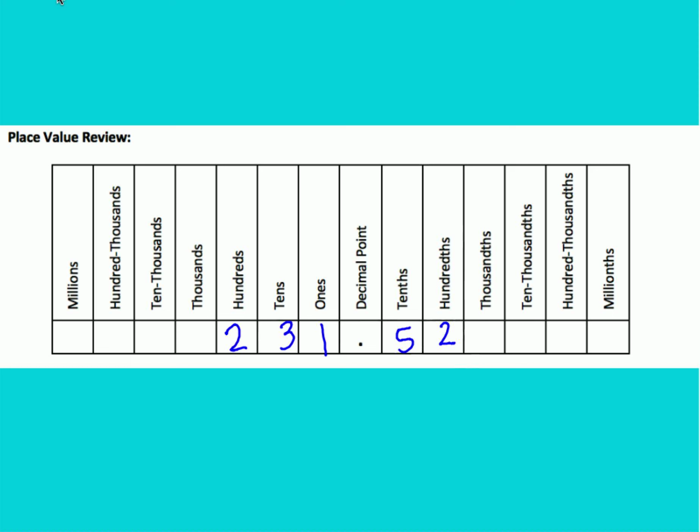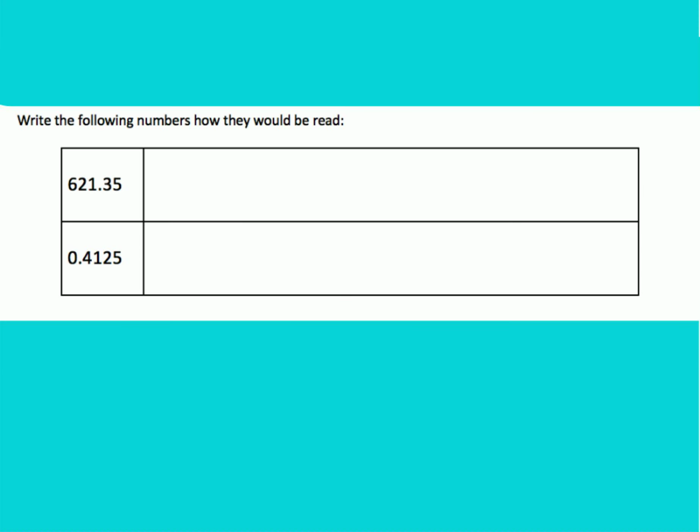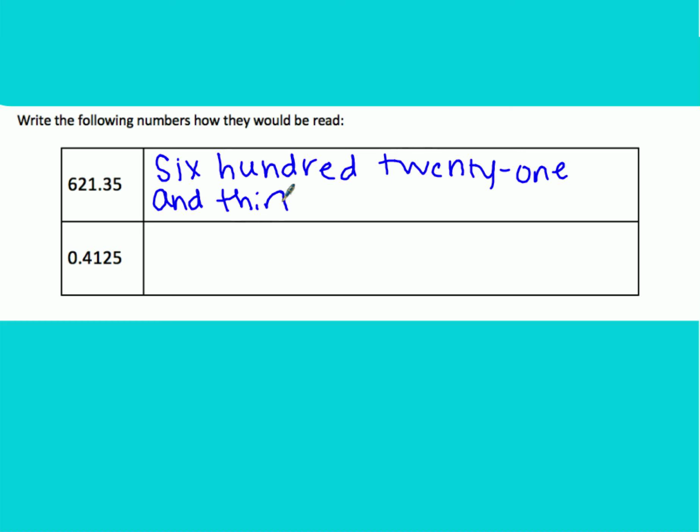So just as a review, go ahead and try to write these two numbers the way that they would be read. You can pause and try it and then check your answer once you've tried it on your own. So the first one should be written as 621 and 35 hundredths. Since we had 2 spaces after the decimal there, those decimal points are read as 35 hundredths. We're in that hundredths place there.